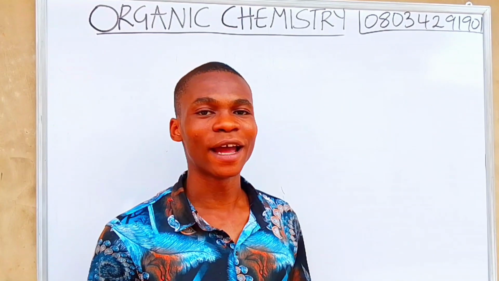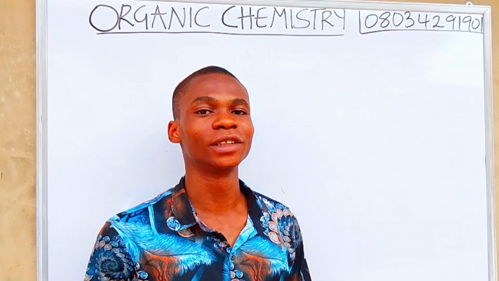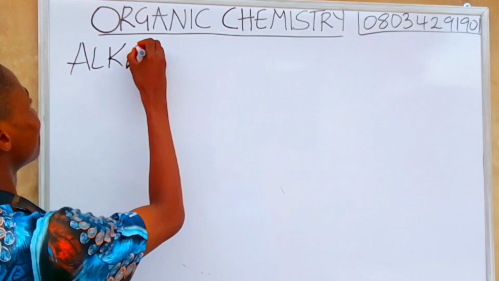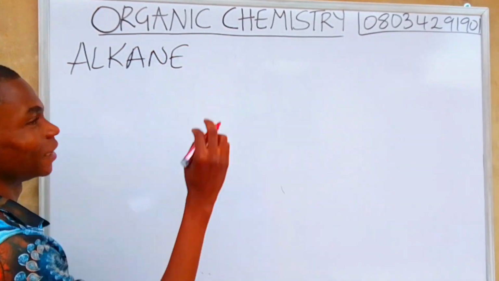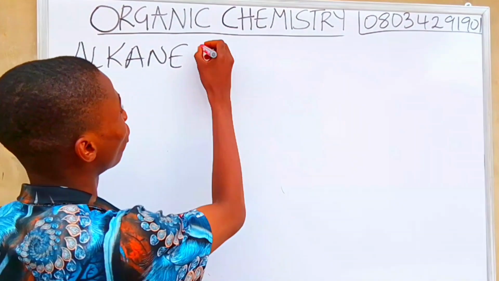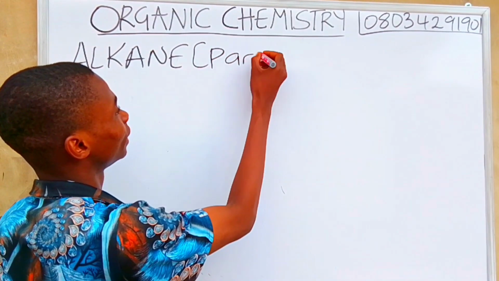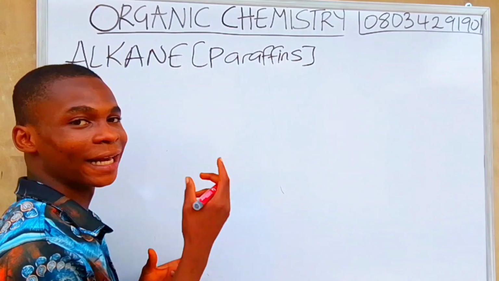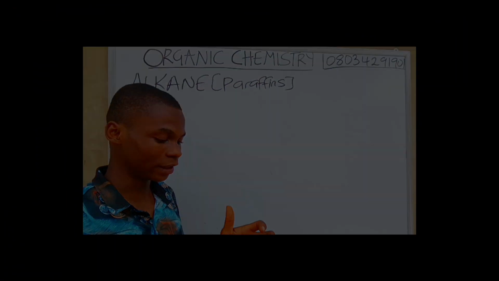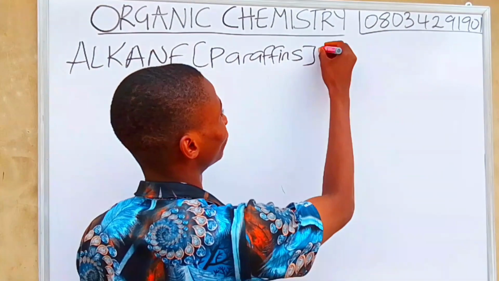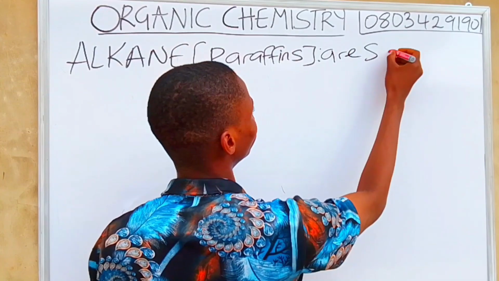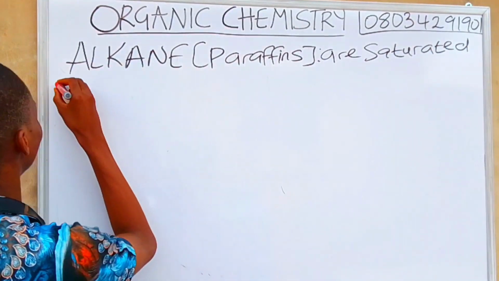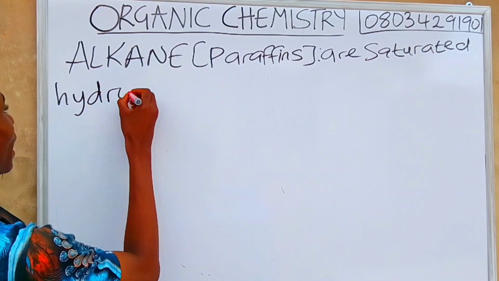Let's start with the first member of the homologous series, which is alkane. I said earlier that alkane is also called paraffins. And what's the definition for alkane? Alkanes are saturated hydrocarbons.